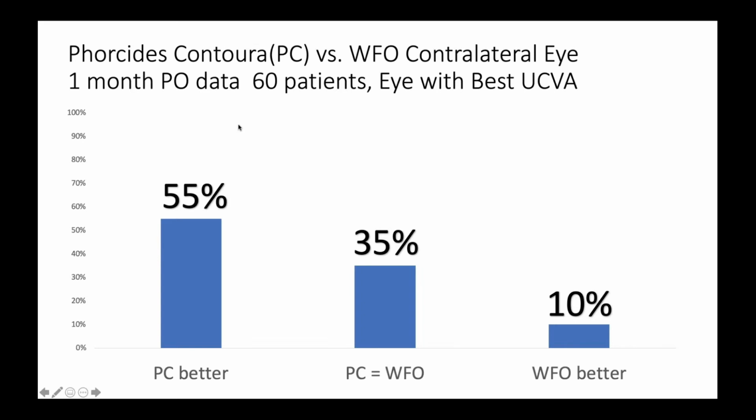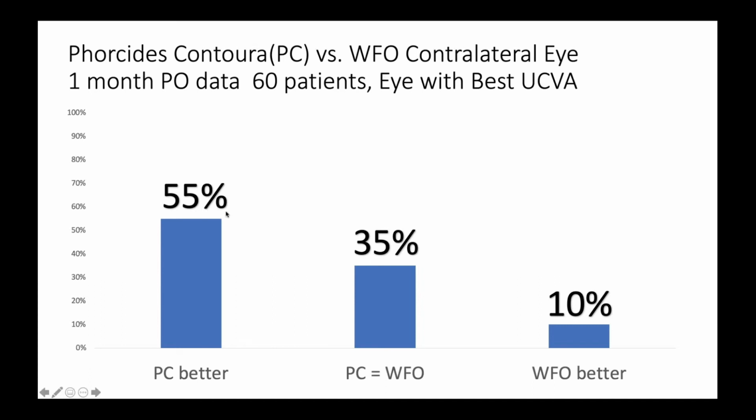So I did an internal study in my own clinic, and I took 60 patients. This was a contralateral eye study. I treated one eye with Phorcides plan Contura, and the patient's contralateral eye received wavefront optimized treatment. Then I waited a month and looked at the uncorrected visual acuity. I wanted to see which eye had the best uncorrected acuity between the two treatments.